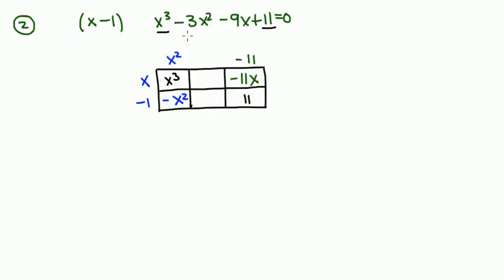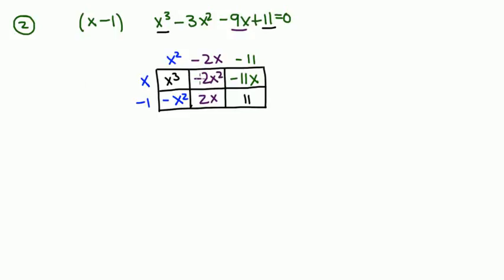Now I need to refer back to the equation to fill in the middle blanks. So I already have minus 11x in the box. So I have minus 9x in the equation. Therefore, I'm going to have 2x in this box here. So if we have 2x in the box, minus 1 here, we're going to have minus 2x up here. Minus 2x multiplied by x gives us minus 2x squared.